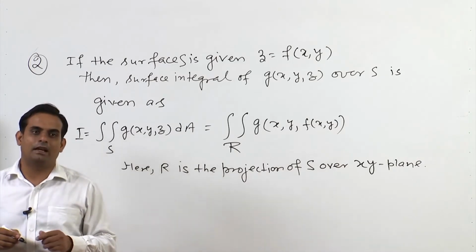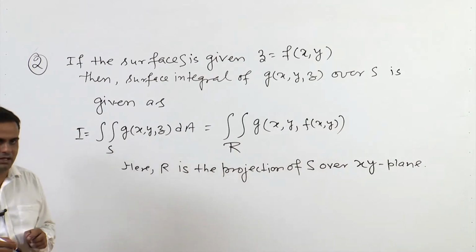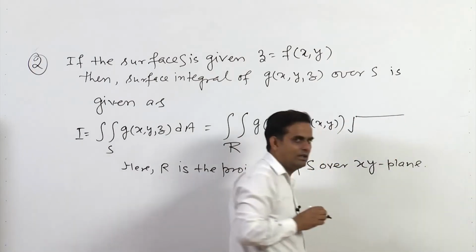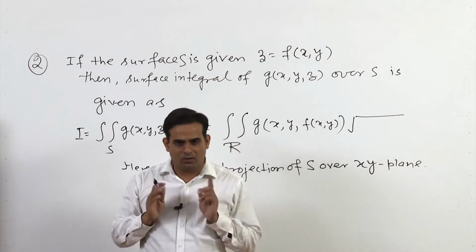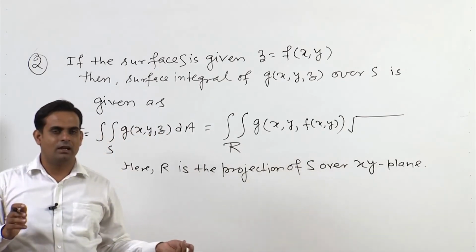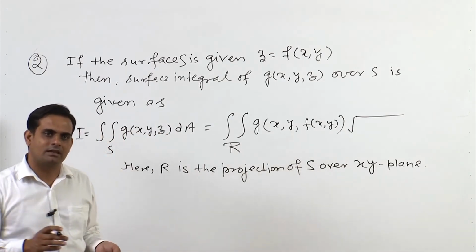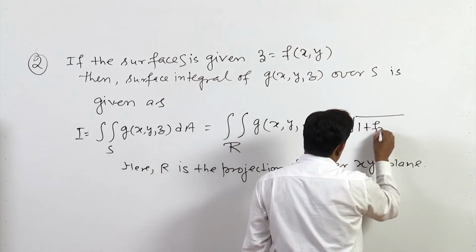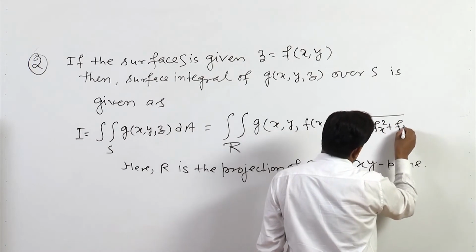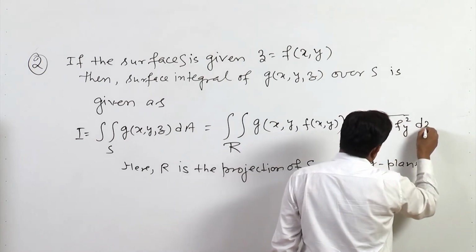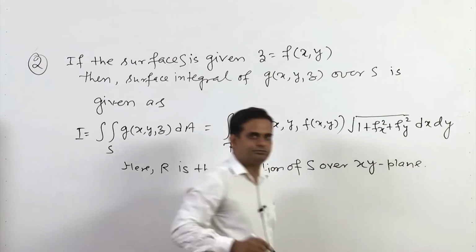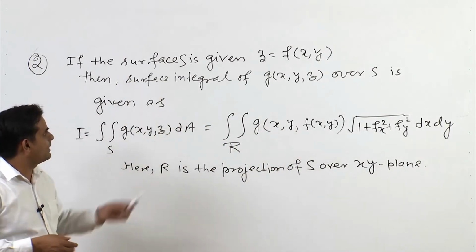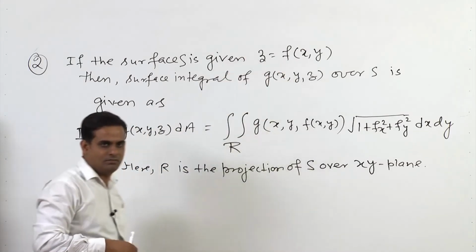So this g is completely written as a function of x and y only. Then dA, from the formula of surface area which we have taken in the previous lecture, we know that dA can be written in this case. So in that way I will use this formula if the surface S is given in this form.